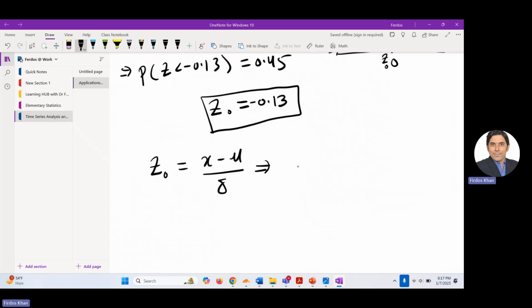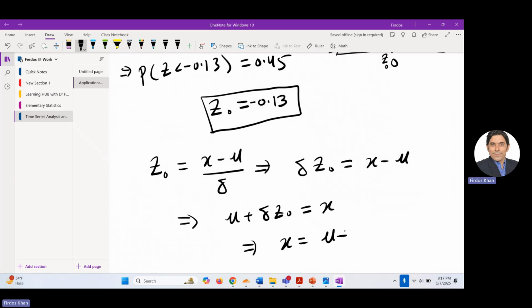So sigma z naught is equal to x minus mu, and now you can solve this for x. Shift this mu to the other side and it becomes plus. That means mu plus sigma z naught is equal to x. That means x is equal to mu plus sigma z naught.